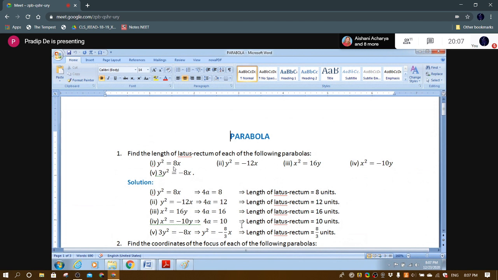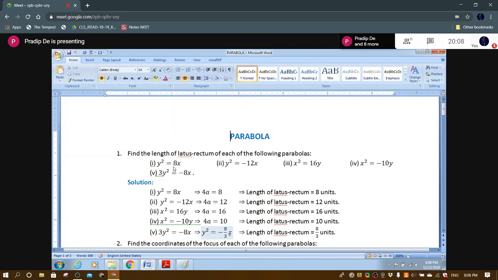But in the fifth case, it is 3y square equal to minus 8x. Not in the standard form. To put it in the standard form, we must divide both sides by the coefficient of y square. So divide by 3 and you get y square equal to minus 8 upon 3 x. Now look at the coefficient of x. Minus 8 upon 3. Absolute value 8 upon 3. That is the length of the latus rectum. That is 4a.